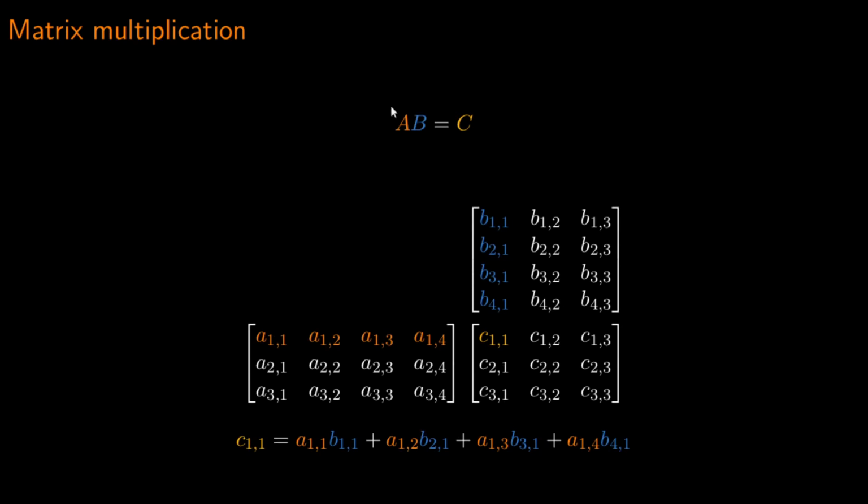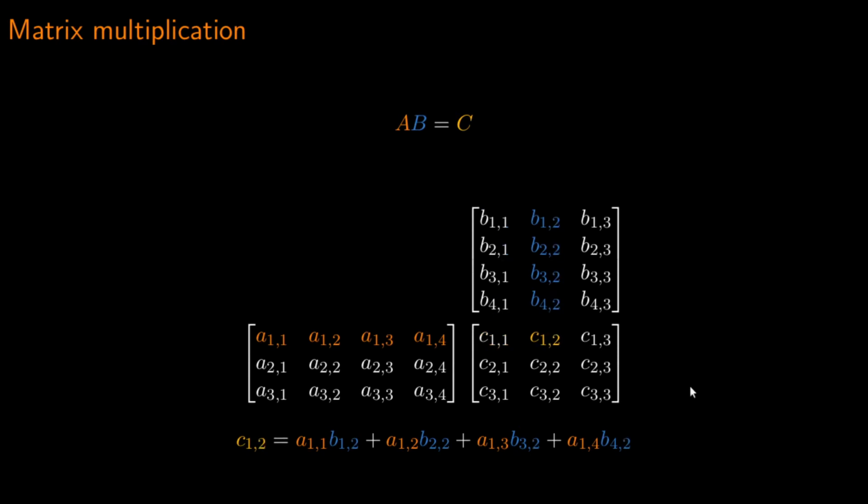And the way this works is that for the first element of C, C11, we consider the first row of the matrix A along with the first column of the matrix B. C11, the first element of the matrix C, is equal to A11, the first element of A, multiplied by B11, that's the first element of B, plus A12, the second element of A, multiplied by B21, so that's the second item in the first column of B, plus A13 multiplied by B31 plus A14 multiplied by B41, and that gives us C11.